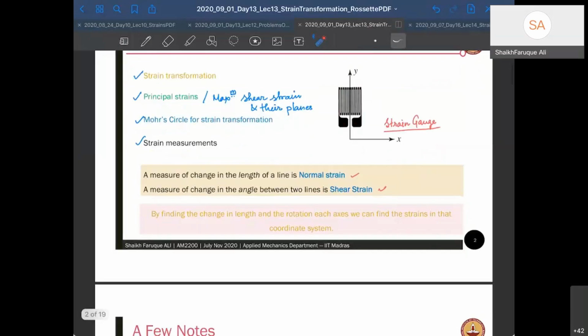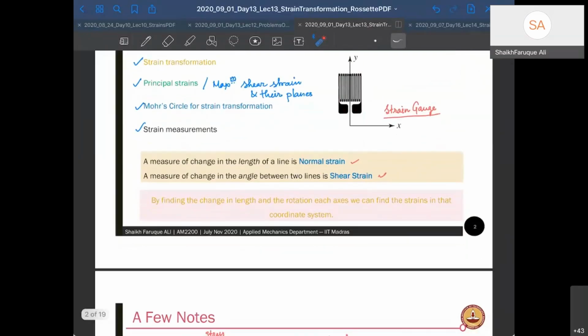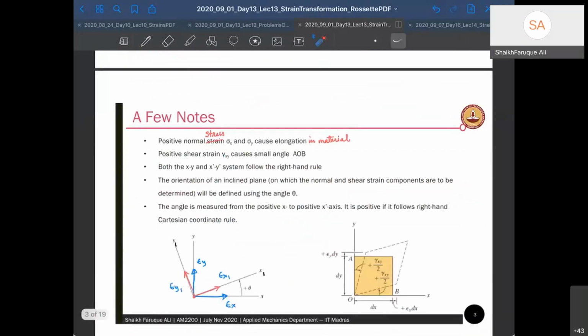I have explained. So in the last class, we learned about normal stress, normal strain and shear strain. We know the normal strain is a change in length, while a shear strain is a change in angle. Then you take the ratio of the change in length with the actual length of the member, and you get the strain in that direction. So our objective is, if I know strains along any one set of axes, like x and y, how do I find strains along a different axis?